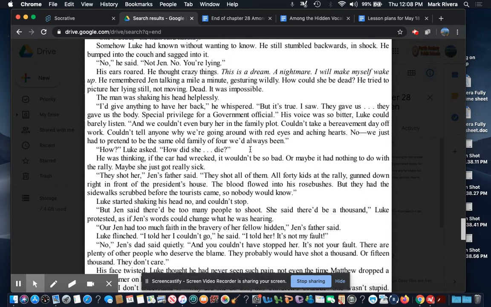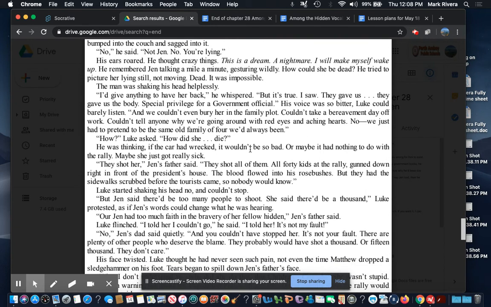The man was shaking his head helplessly. "I'd give anything to have her back," he whispered, "but it's true, I saw. They gave us the body. Special privilege for a government official." His voice was so bitter, Luke could barely listen. "And we couldn't even bury her in the family plot. Couldn't take a bereavement day off of work. Couldn't tell anyone why we're going around with red eyes and aching hearts. No, we just had to pretend to be the same old family of four we'd always been."